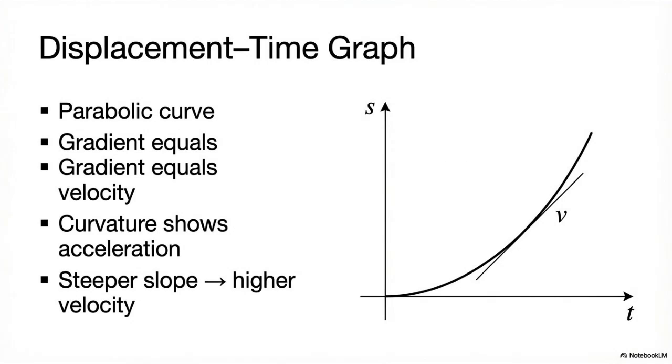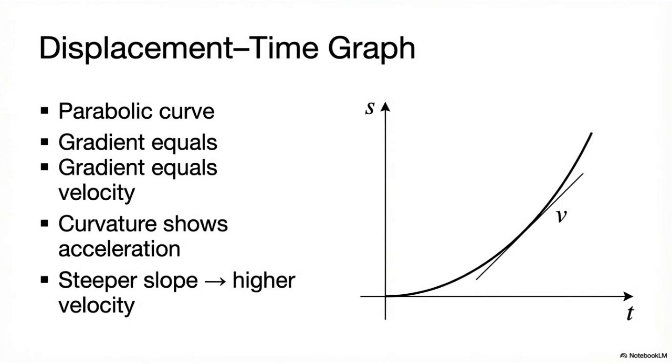This graph shows how displacement changes over time, represented by a curve that forms a parabola. The key point here is the gradient of the curve at any given point, which represents the velocity at that moment. Because the curve is curved rather than straight, it tells us the velocity is not constant. The curvature indicates acceleration is happening.